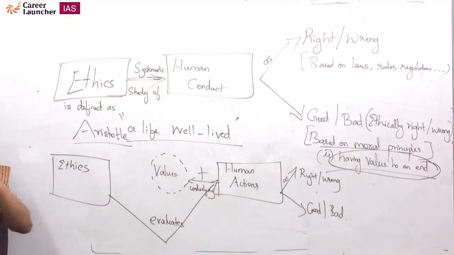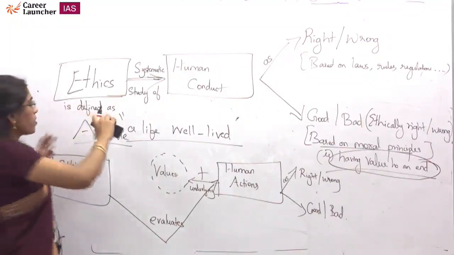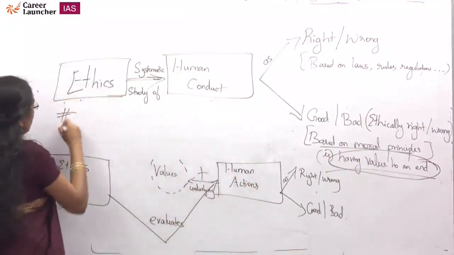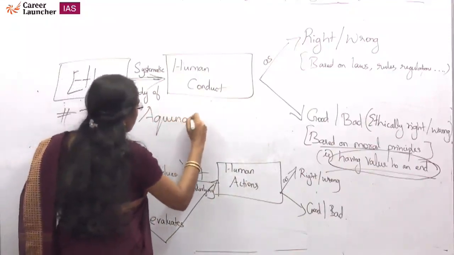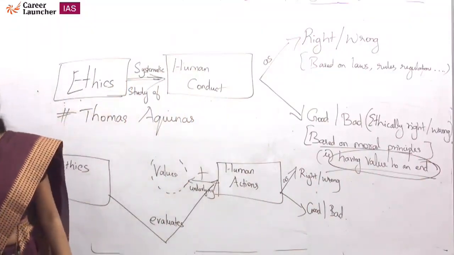In that you write, ethical people, the people who live with ethical principles, are called ethical people. Ethical people have what? Philosophers, right? First philosopher, Thomas Aquinas. Have you heard this name? A very popular philosopher. If you are from philosophy optional, definitely you should have studied about him. Okay, Thomas Aquinas.